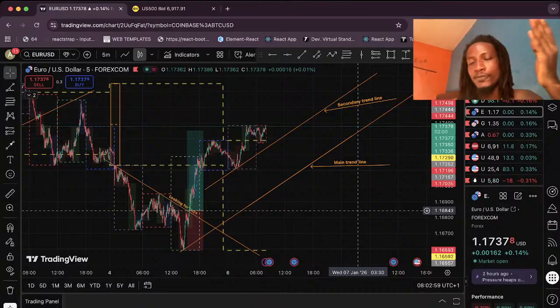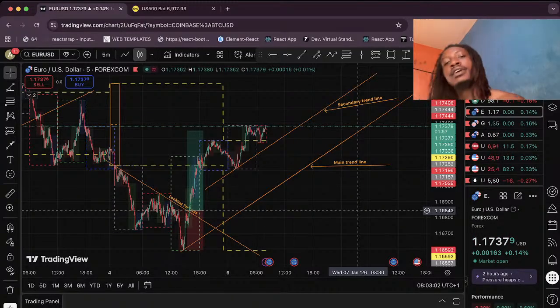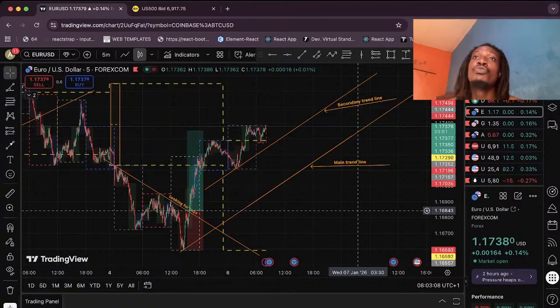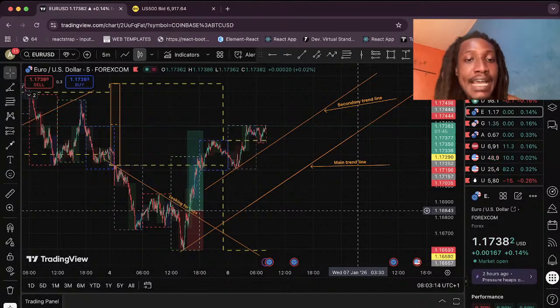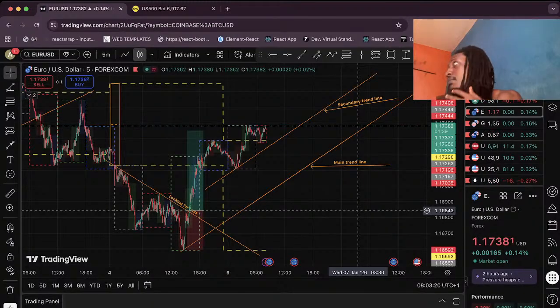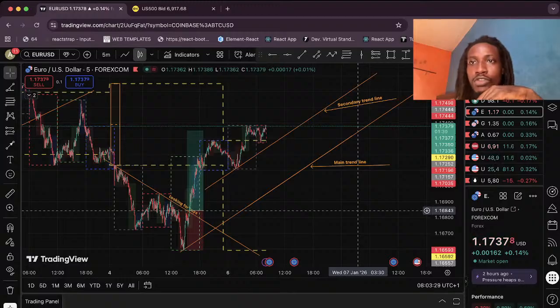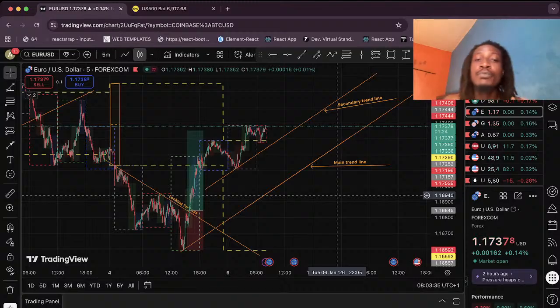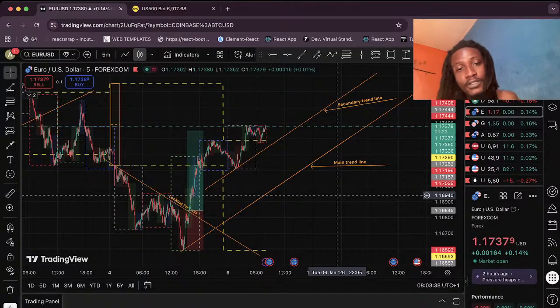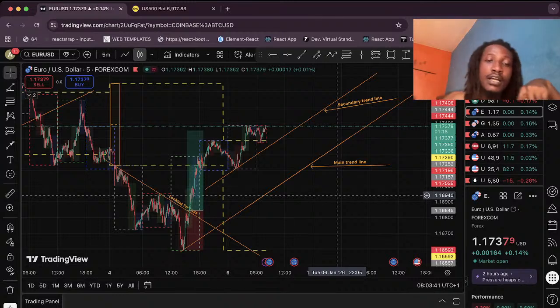All right. So what do I mean by main trend line, secondary trend line? Main trend line is actually the trend line that if it breaks, the chances of price really going down is high. The secondary trend line, on the other hand, is the trend line that we are picking from the first quarter of the day low, not from the previous day low.